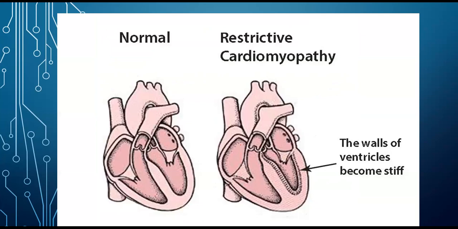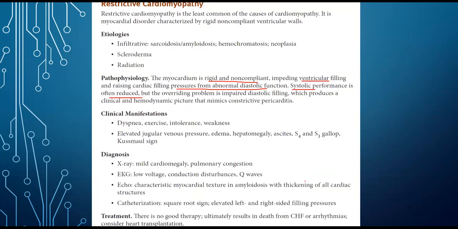But the initial thing is diastolic heart failure, because for your heart to fill, the left ventricle needs to relax. But if this wall is very rigid and stiff, it will not relax. So initially diastolic dysfunction, and then systolic dysfunction will also be there, because the heart cannot contract as well. And the features will be the same as congestive cardiac failure.